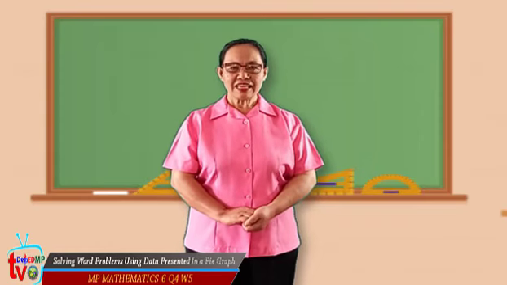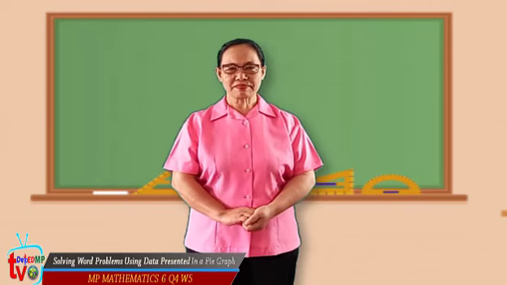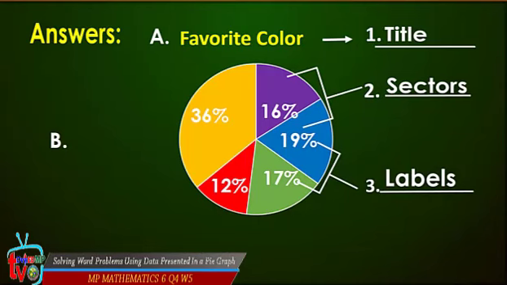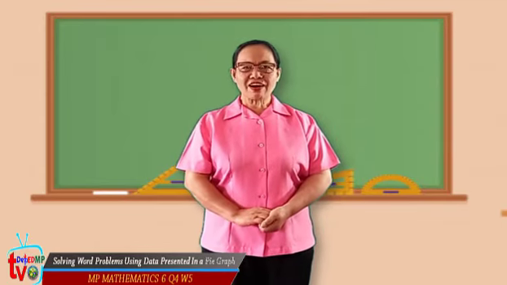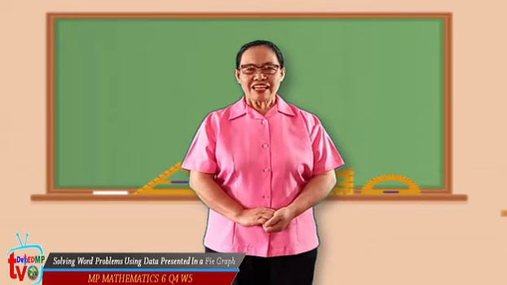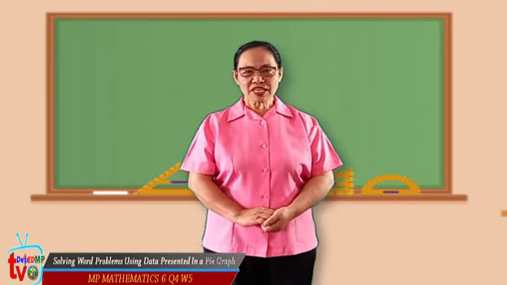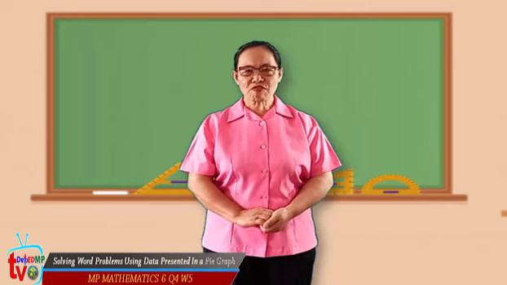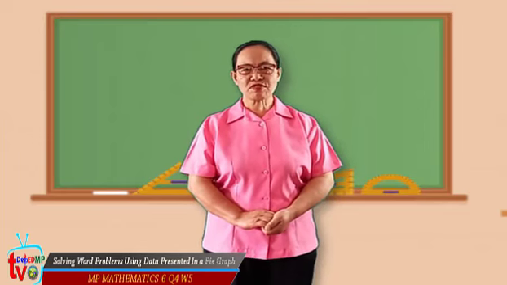Are you ready? Let's check your answers. Answers. Activity A. Number 1, title. Number 2, sectors. Number 3, labels. Activity B. Number 1, 0.04. Number 2, 0.19. Were you able to recall? Great! Let us proceed. Let's do the activity below to find out how far you know about the lesson for today.